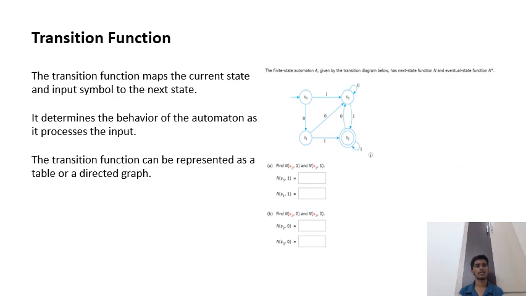Transition function. The transition function maps the current state and input symbol to the next state. It determines the behavior of the automaton as it processes the input. The transition function can be represented as a table or a directed graph.